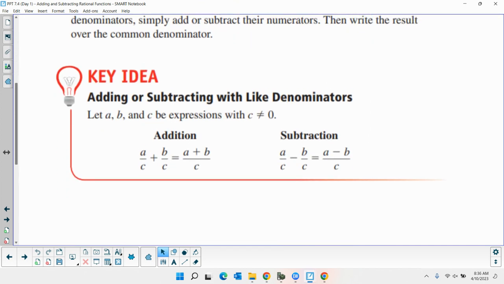So if I have A over C plus B over C, or A over C minus B over C, I just add A and B, or subtract A and B. Just leave it over C, okay? So these are real easy.